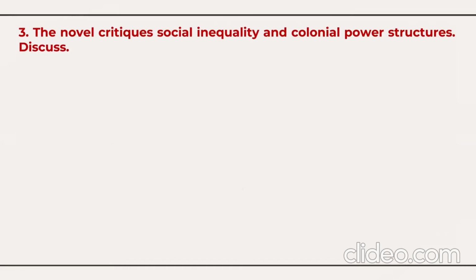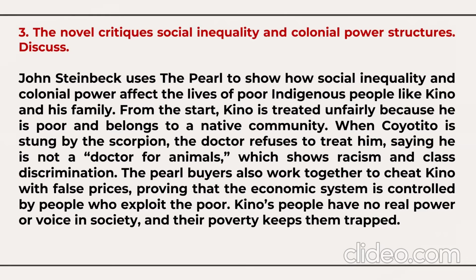The novel critiques social inequality and colonial power structures. John Steinbeck uses the pearl to show how social inequality and colonial power affect the lives of poor indigenous people like Kino and his family. From the very beginning, Kino is treated unfairly because he's poor and belongs to a native community. When Coyotito, the young baby, is stung by the scorpion, the doctor refuses to treat him, saying that he's not a doctor for animals, which shows racism and class discrimination.